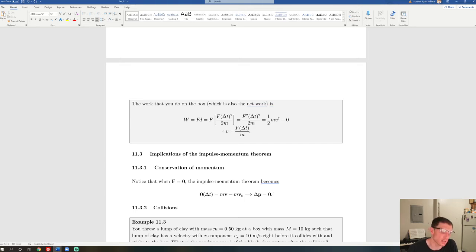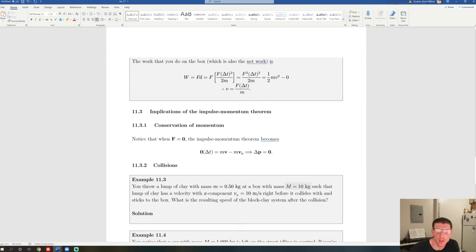I don't know if I should call them practice problems, but you'll have more practice with this on the homework, of course. And I think that tomorrow at some point I'll probably also do another video where I just solve problems involving impulse and momentum.